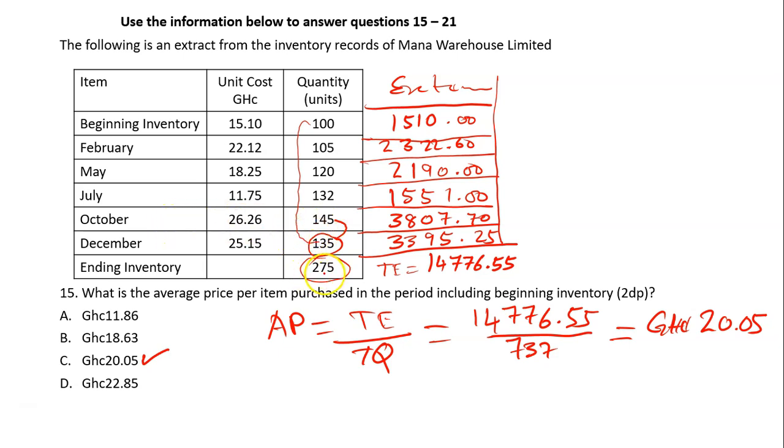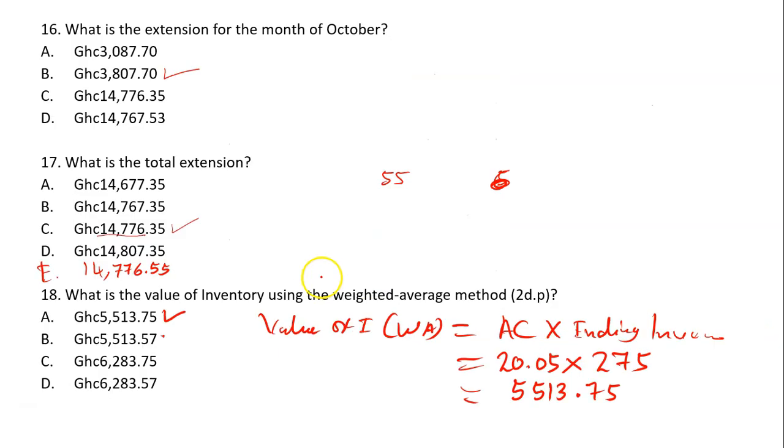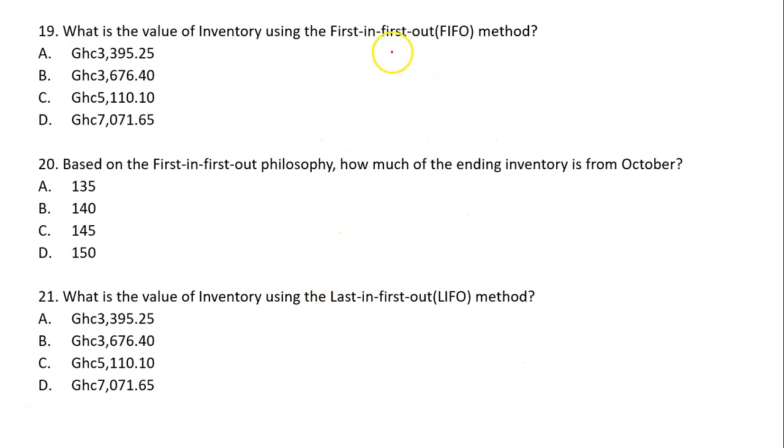That makes it 275. So if that is the case, to solve it, since 135 is coming from December, what is the price of that of December? The price of that of December is what? 25.15. So 135 times 25.15 will give you 3,395.25.